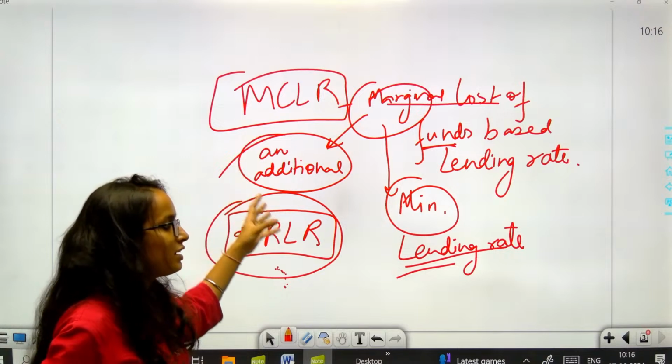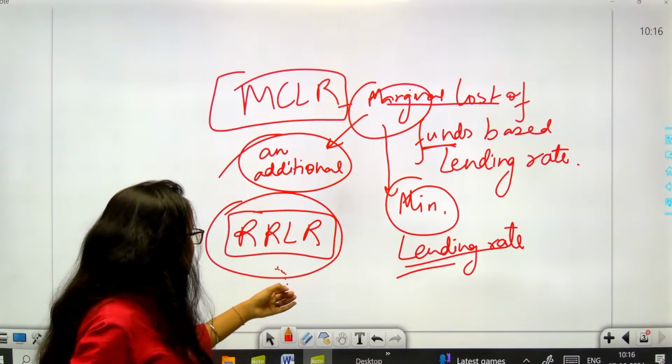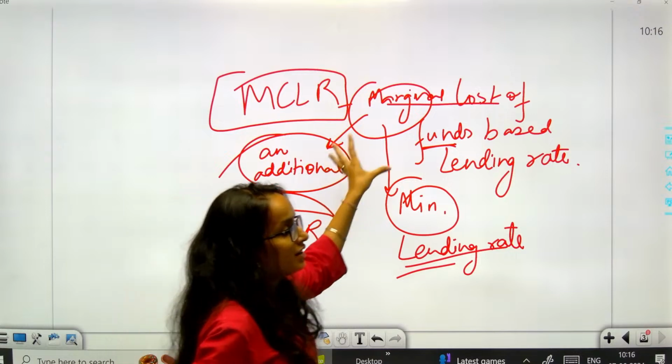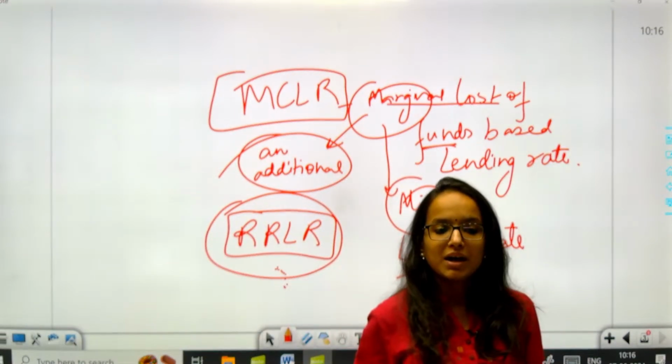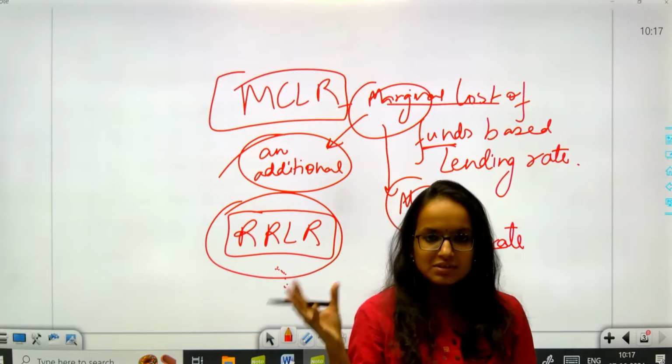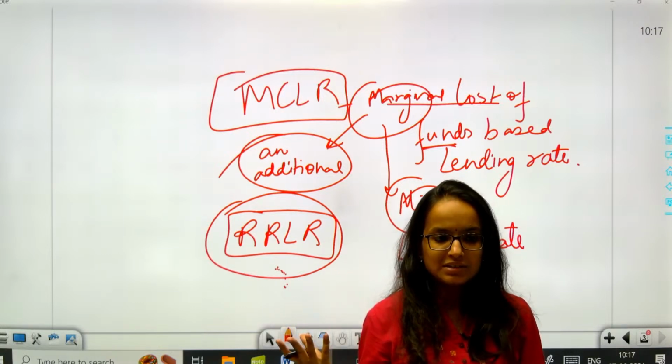Right? So these are the two. When we say external benchmark rate, we mean repo rate based, and when we say internal benchmark rate, we mean MCLR, marginal cost of funds based lending rate. I hope this difference is now clear to you all. Can you please let me know?